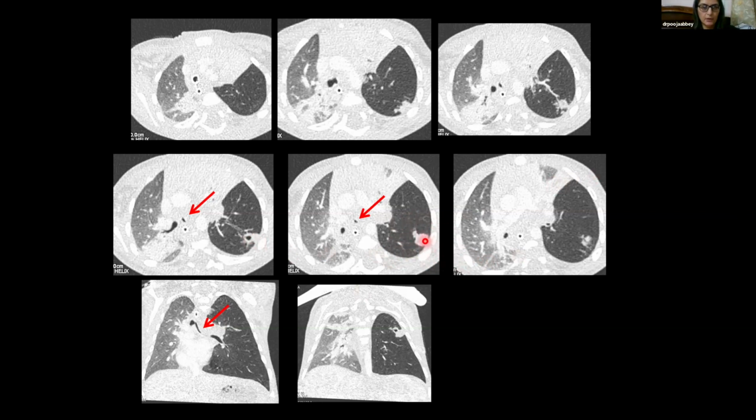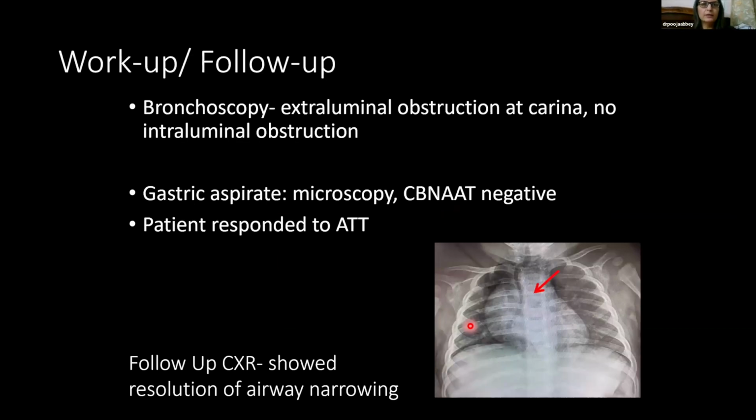We are seeing an area, a nodular kind of opacity actually, and there is cavitation as well. So in this particular case, looking at these findings, lymph nodes, plus this kind of lung opacity with cavitation, we thought of the possibility of tuberculosis, right? And subsequently, they did a bronchoscopy. They found only extraluminal obstruction in this particular child, no intraluminal finding. They did gastric aspirate, they did a BAL, but everything came out negative for tuberculosis. They could not microbiologically prove tuberculosis, but they started ATT, and the patient actually responded to ATT.